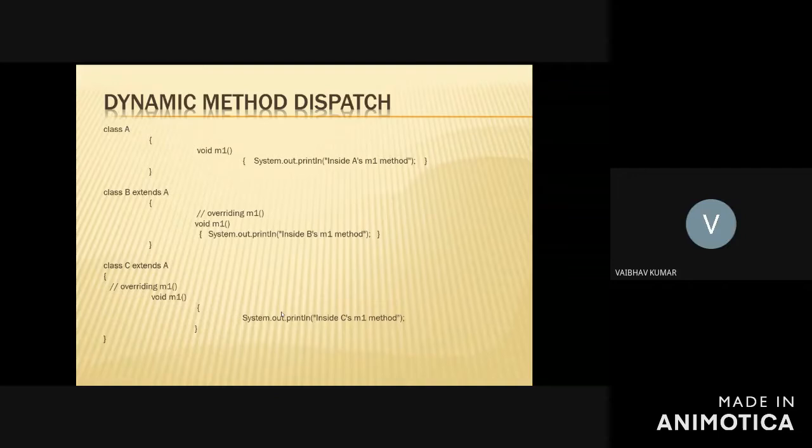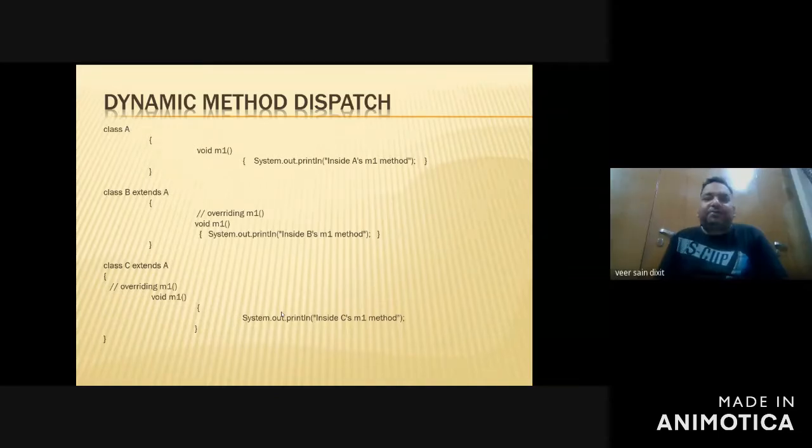Multi-level. Look carefully: it's not multiple, not multi-level, it's a hierarchical tree-like structure. There is one superclass and two subclasses. B is also inheriting from the superclass A, and C is also inheriting from the superclass A. So this is hierarchical inheritance. This is the example of hierarchical inheritance, right?